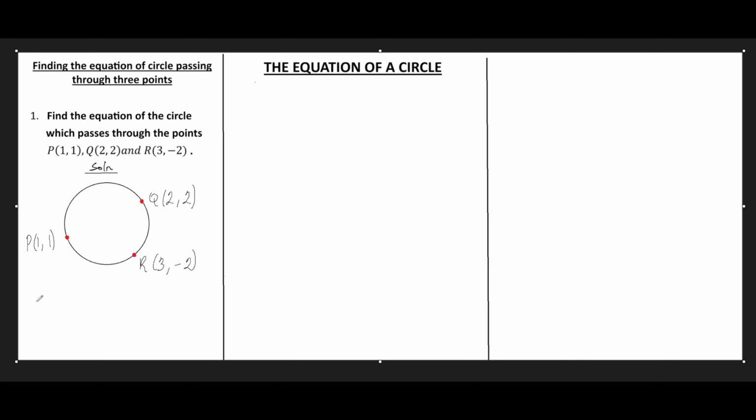Remember that the general equation of a circle is of the form x squared plus y squared plus 2gx plus 2fy plus c is equal to 0. So that is the general equation of a circle.